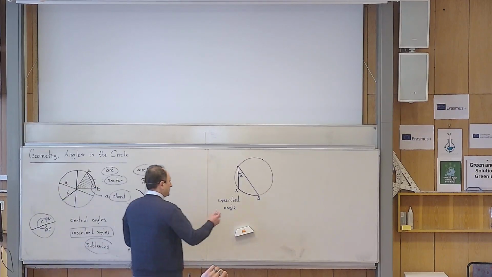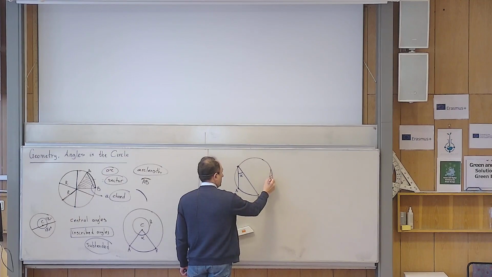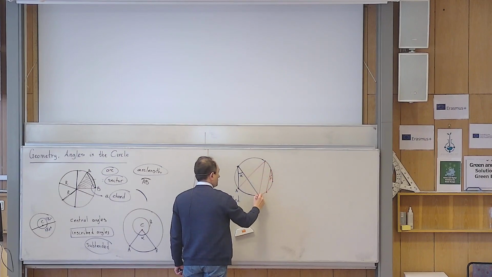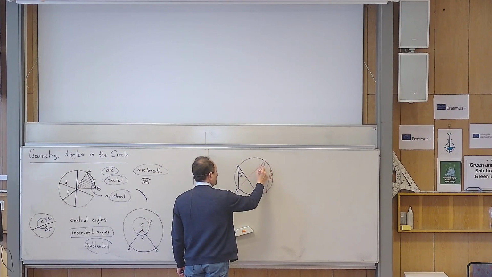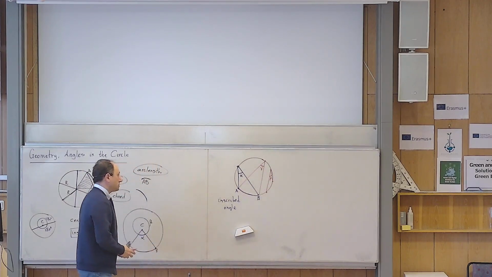For example, the other one can be this one. This is another inscribed angle, so let me call it beta. I can choose this one, and if you want, I can connect it to this one. I can, for example, call it gamma. All these angles that you see are inscribed angles.